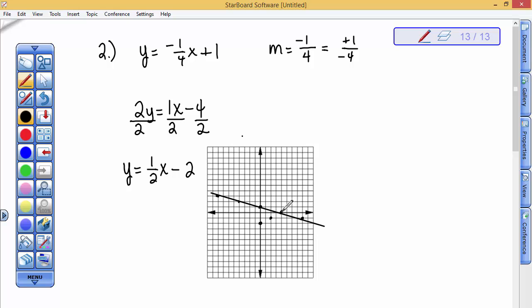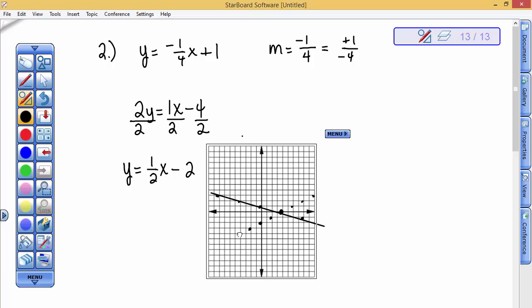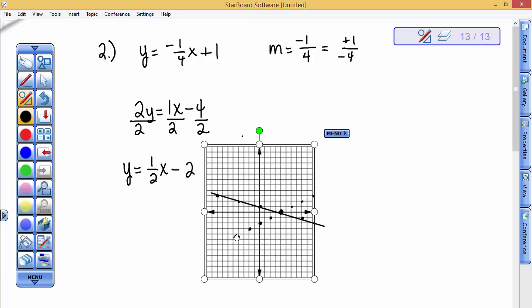Oh, look, that's the spot. Up 1 and to the right 2. I could go down 1 and to the left 2 because that'd be a negative divided by a negative. I'm going to connect those dots. Oops. Oh my, that's a problem. I think I got it right back where it was supposed to be, so I think I'm all set.